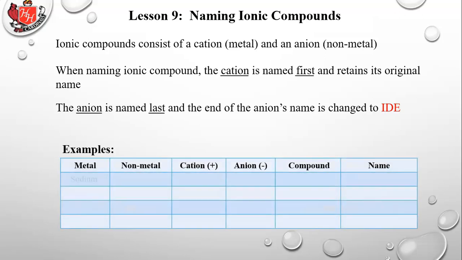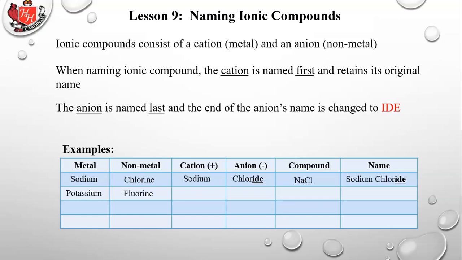So here are some examples. If the metal is sodium and the nonmetal is chlorine, then sodium ionizes to become a +1 charge, loses 1 electron to be like its nearest noble gas. The chlorine gains 1 electron to become like its nearest noble gas. Again, you can see these on the periodic table. The sodium cation retains its name, sodium, but the anion changes the last part of its name to "ide," so from chlorine to chloride. So the compound is NaCl, and the name is sodium chloride.